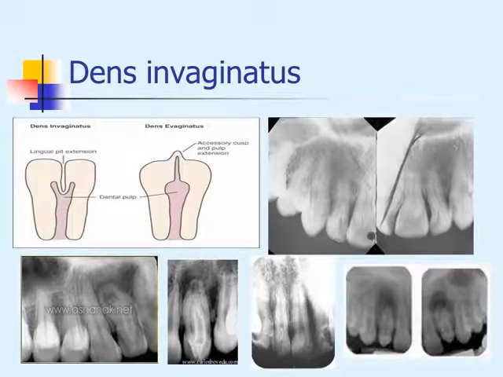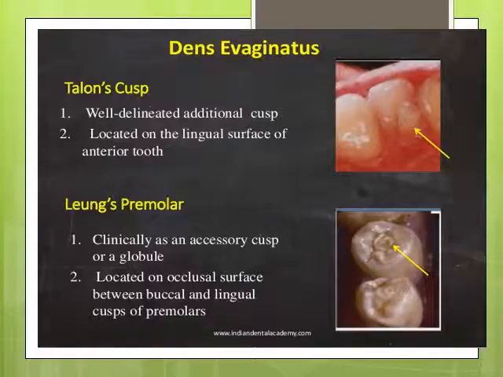This is dens invaginatus and this is dens evaginatus. Accessory cusps or accessory tubercles are caused because of this extension of the enamel organ. In dens invaginatus there is an invagination of the enamel organ, and in dens evaginatus there is an extension of the enamel organ over the tooth surface, and it gives a tubercle-like structure over the tooth surface. The talons cusp is also an example of dens invaginatus, which gives the appearance of a tubercle over the tooth.